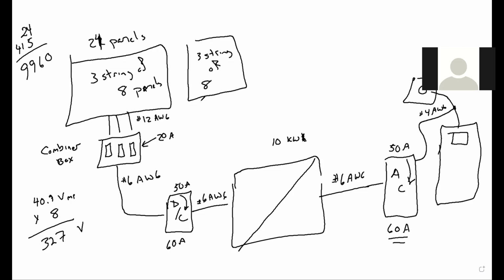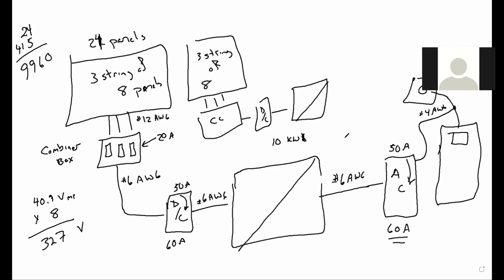And it's going to come in to another combiner box. So this will all be duplicated. And it's going to go to its own DC disconnect. So there'll be 2 disconnects. And then it's going to go to a second inverter, all of this replicating everything we just did down here.